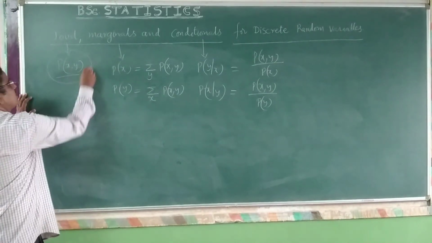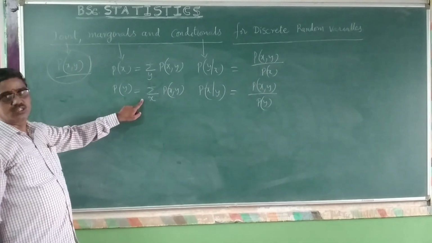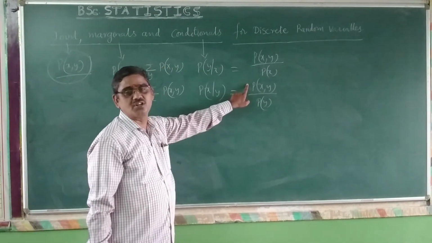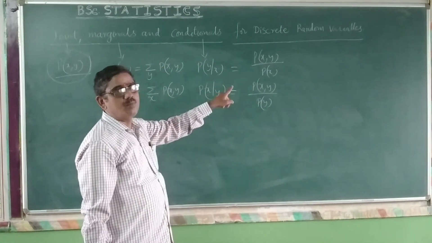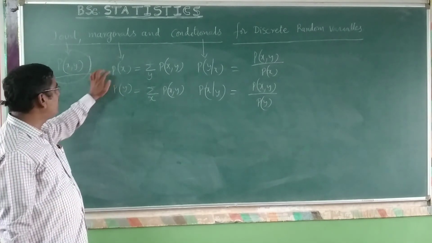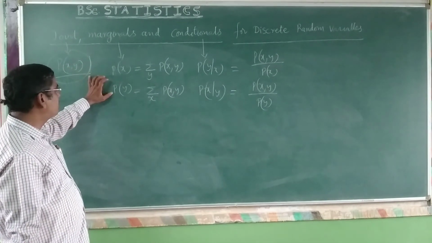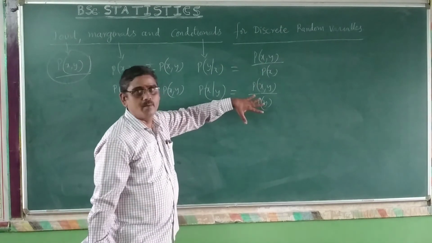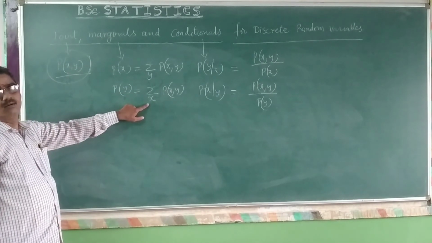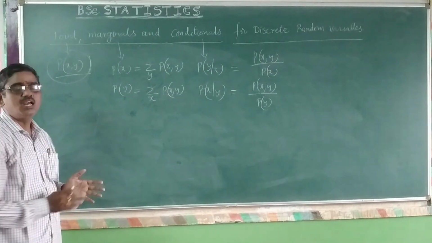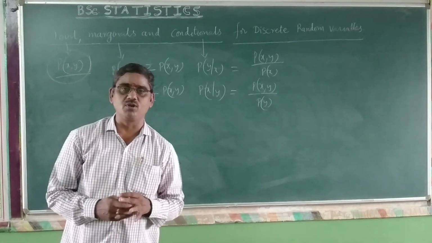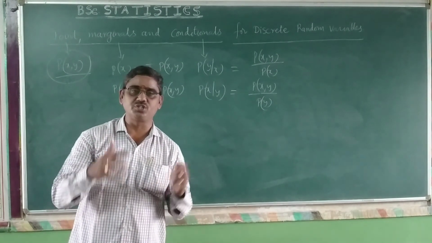From p of xy, you can calculate the marginals. From the joint and marginals, we can calculate the conditionals. So conditionals depend on both the joint and the marginals, that is p of xy, p of x, p of y. These are the formulas. And marginals depend on the joint only. So this is the picture of the joint, marginals and conditionals for two discrete random variables. These are the concepts for discrete random variables.